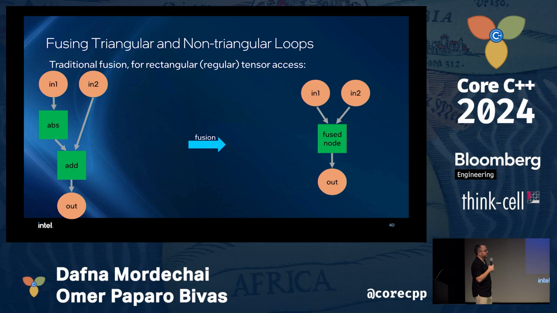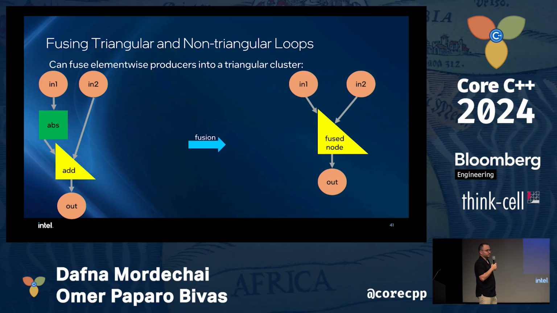This is the traditional case, and I put here two element-wise operations, absolute value and add, and we can easily fuse them together. There's no concern about that, assuming, of course, that all the dimensions are the same. For the triangular case, things are a bit more complicated, and we had to pay attention to that too. For example, here we again have an absolute value and an add, but this time the add is triangular. Specifically, when the producer is element-wise regular, we can fuse them together into one fused node, which is also triangular. That's okay, because when we have a triangle operation, everything above the diagonal, the upper triangle, you can think of as don't care. So we don't care about the result of the absolute value there.